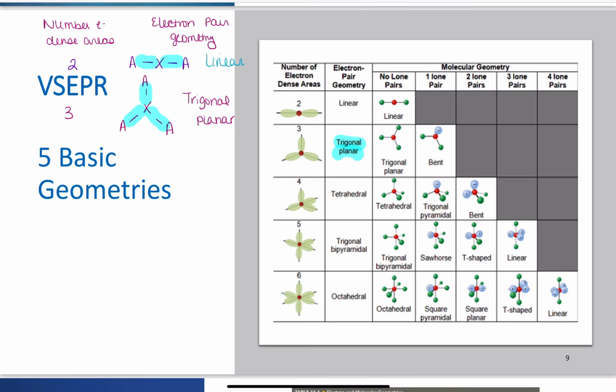Now, if one of those areas was a lone pair of electrons, I still have 3 areas of electron density, but we don't actually usually draw the lone pairs here, so what it looks like is this in structure. We call this bent. It's not one of your 5 basic geometries, so you don't have to write this down right now, but I'm just saying this is how we get it. We get that lone pair right there. What's important right now is getting these 5 basic geometries down.